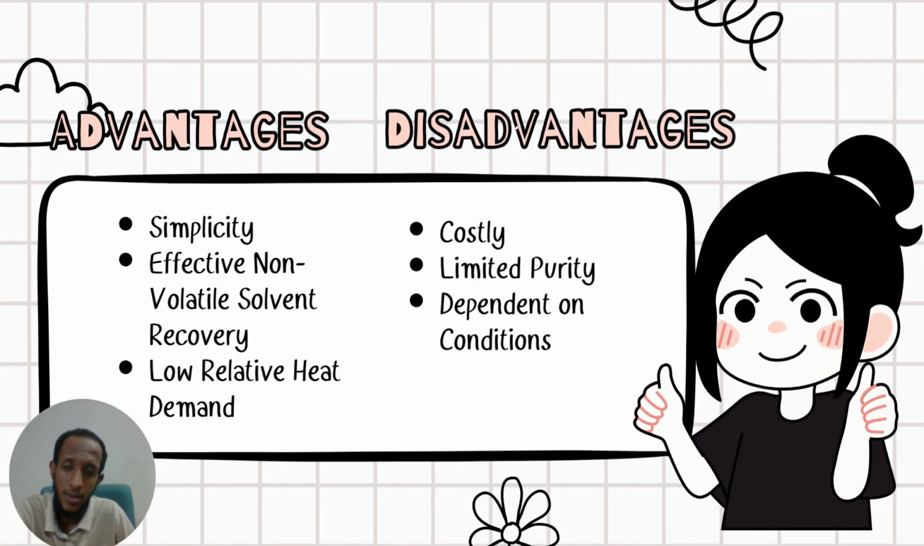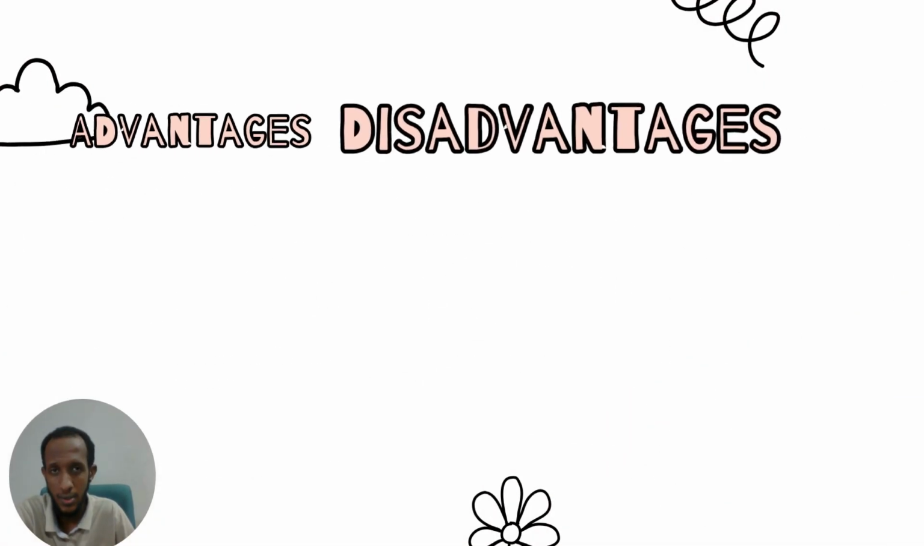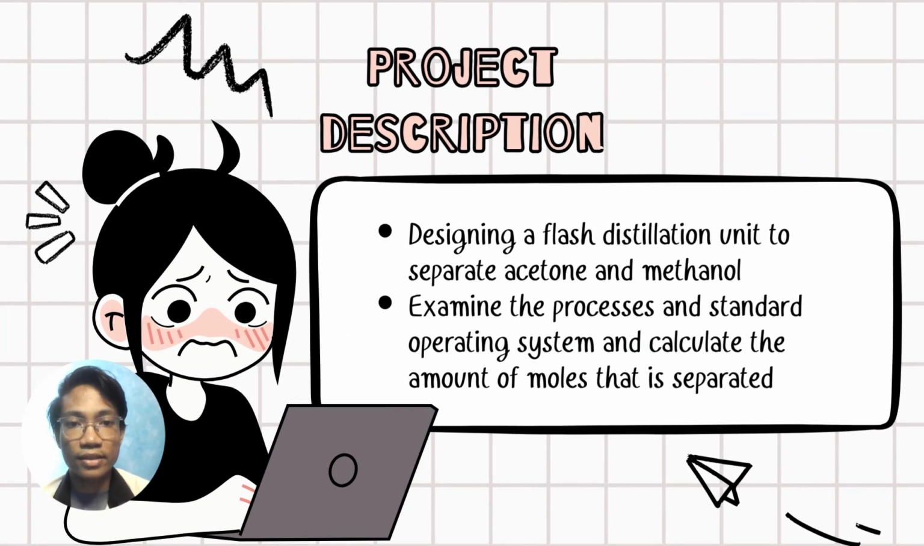For the advantages of flash distillation: simplicity, effective non-volatile solvent recovery, and low relative heat demand. On the other side, the disadvantages are that it is costly, has limited purity, and is dependent on conditions. Our project requires us to design a flash distillation unit to separate acetone and methanol. We then examine the process in a standard operating system and calculate the amount of moles that is separated.